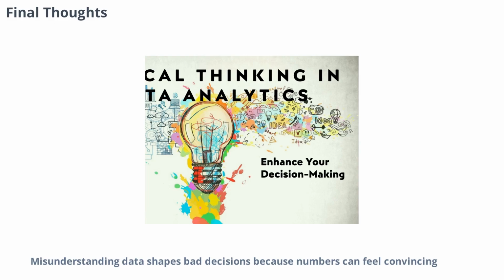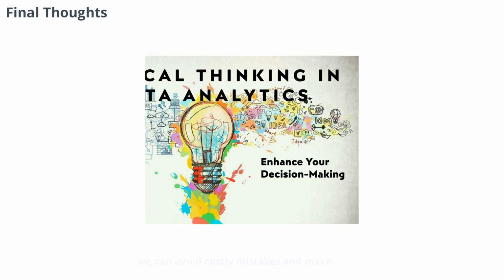Misunderstanding data shapes bad decisions because numbers can feel convincing, even when they're incomplete or misused. Learning to interpret data responsibly is essential for education, citizenship, and everyday life. By thinking critically about numbers and always seeking context, we can avoid costly mistakes and make choices that truly benefit ourselves and our communities.